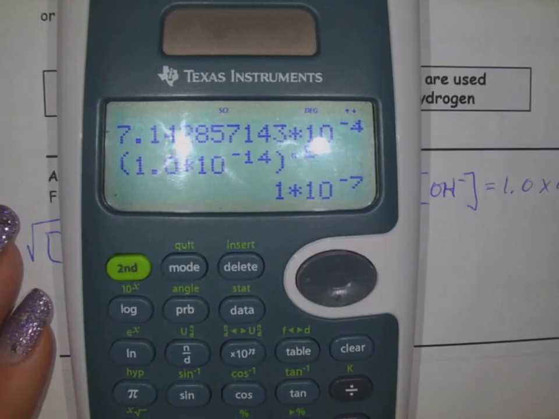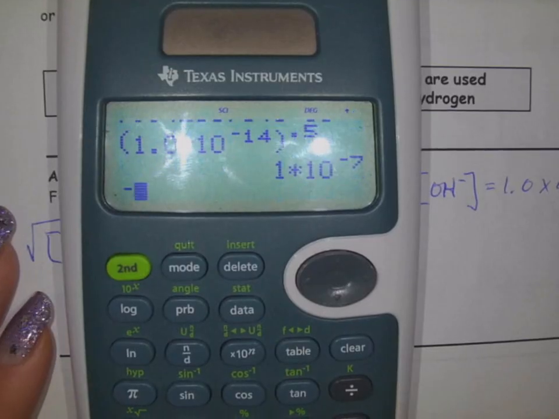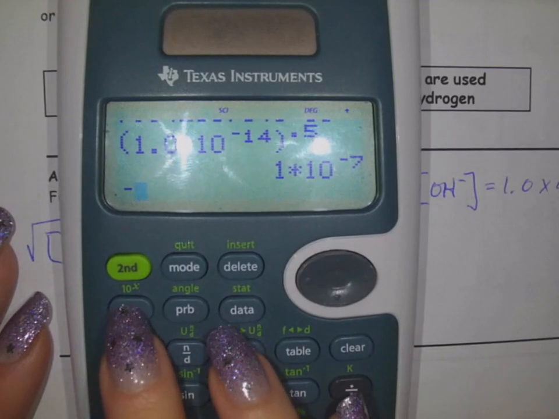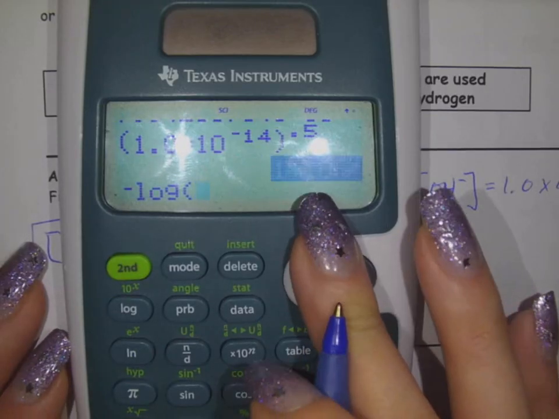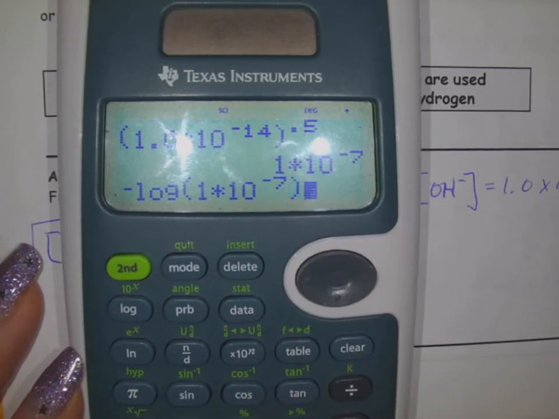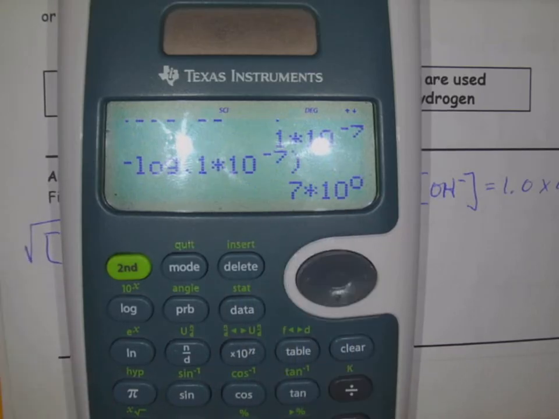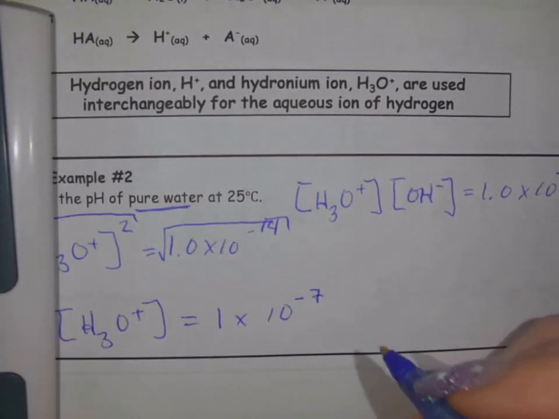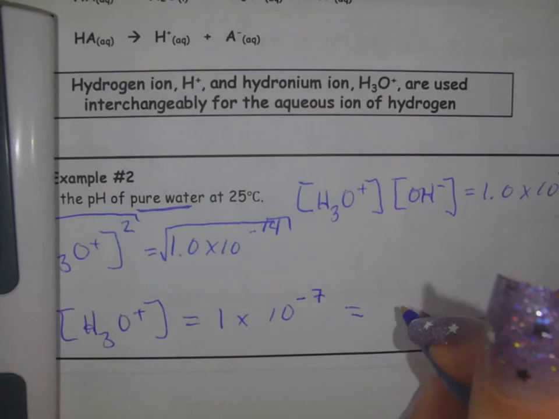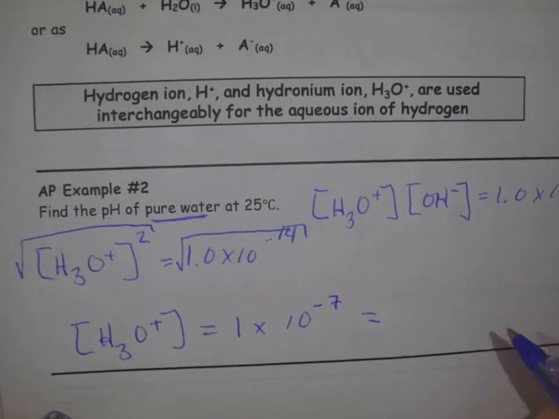So I'm going to take the negative log, here's my log button right there, of 1 times 10 to the negative 7. Close the parentheses. This is equal to 7 times 10 to the 0. Anything raised to the 0 is 1, so it's 7 times 1, which is 7. So the pH is equal to 7.